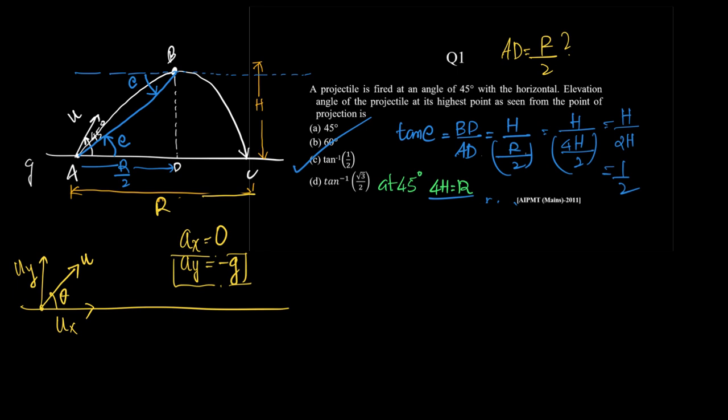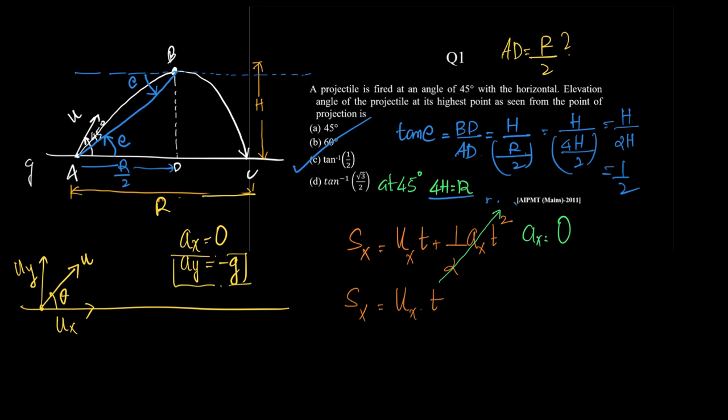So on the basis of this, if you write the second equation of motion, what do we get? Sx is equal to ux into t plus half ax into t square, right? Now, is there any ax component here? No, because ax is equal to 0. So what do we have here? We have that Sx is equal to ux into t.